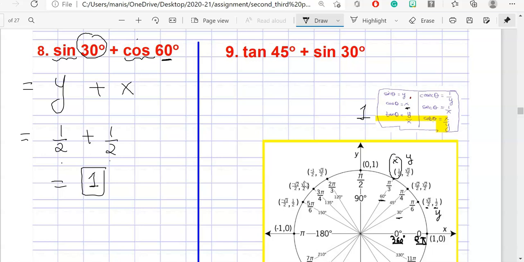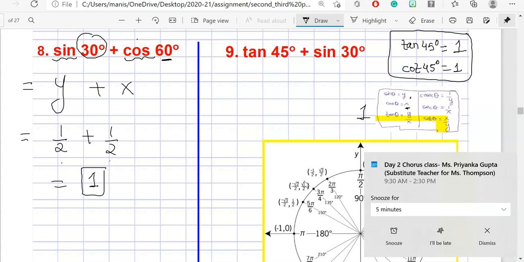So let's go to the next problem. It says tangent 45 plus sine 30. Now I want you to write two more values over here. It becomes easy for us. Tangent 45 degree is 1. Cotangent 45 degree is 1. Just memorize these two values over here. It will make super easy work for you after this. Okay, so let's go ahead and proceed.